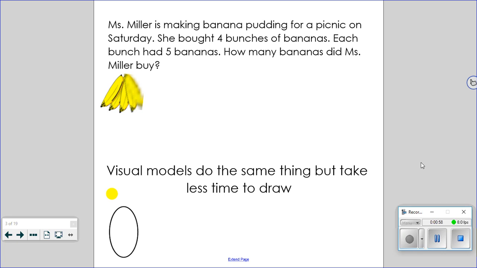There are a lot of words in that problem, and I need to figure out what specifically I'm supposed to be counting. So I want to read it one more time, and I want you to raise your hand when you know what we're counting. Miss Miller is making banana pudding for a picnic on Saturday. She bought 4 bunches of bananas. Each bunch had 5 bananas. How many bananas did Miss Miller buy? What am I counting in this problem?